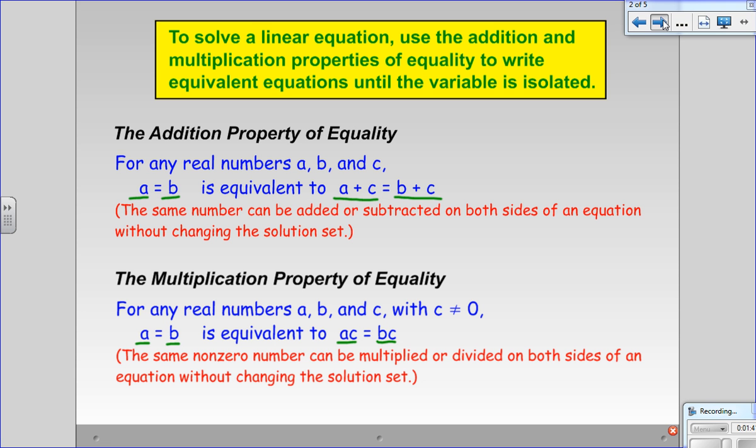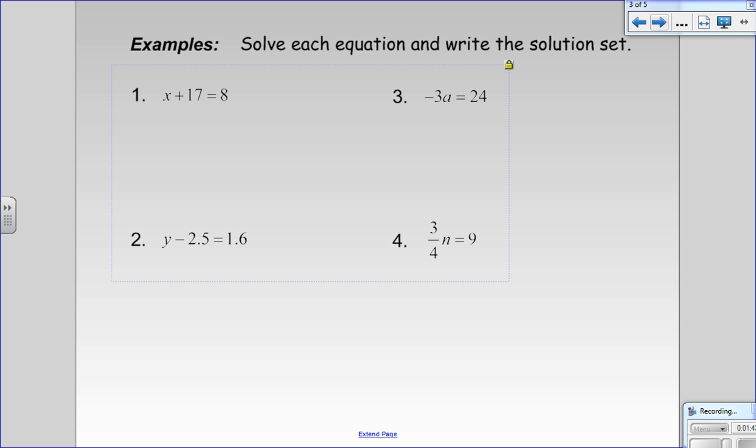Let's do a few examples. For the equation x plus 17 equals 8, we want to get that x variable all by itself. We often call this isolating the variable. So in order to do that, we want to subtract 17 on both sides of the equation. That doesn't change our solution sets. Then we carry down our variable x. Our 17 minus 17 cancel out, and 8 minus 17 is negative 9. So our solution is negative 9.